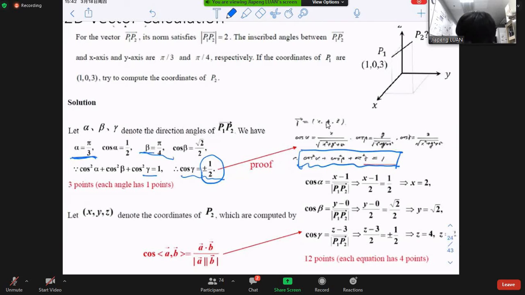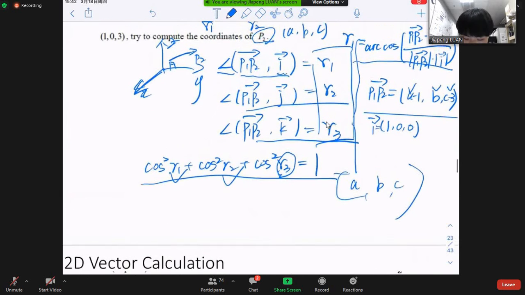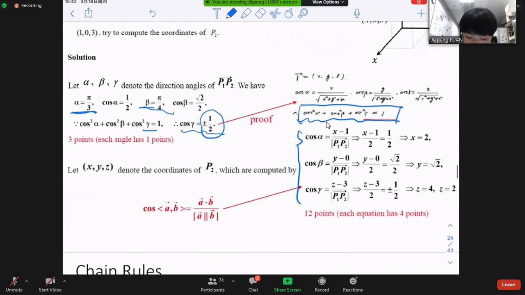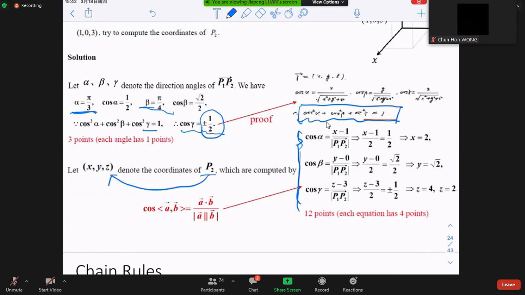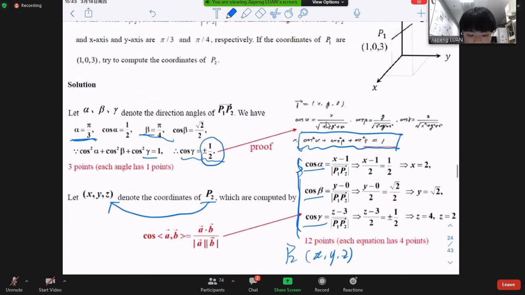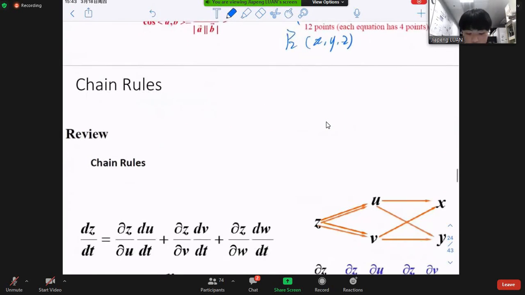And then these are the three equations that I just talked about. So from these three equations, you have this. If you say that P2 is X, Y, Z, then you can calculate what cosine alpha, cosine beta, and cosine gamma are. And then from these three things, you can get X, Y, and Z. So that is P2. You can see this in detail later, okay?